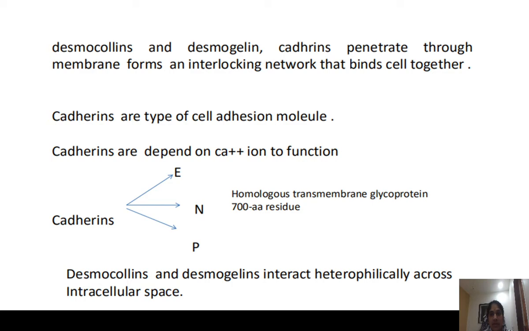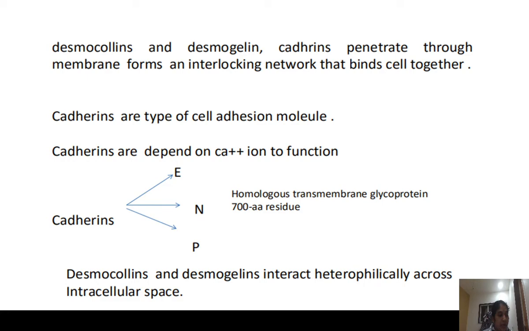Cadherins are a type of cell adhesion molecule. In vertebrates, cadherins are responsible for folding the epithelial sheets together. Cadherins depend on calcium ions to function. Cadherins are of three types: E cadherin, N cadherin and P cadherin. Cadherins are homologous transmembrane glycoproteins of about 700 amino acid residues. The most important role played by cadherins is their appearance and disappearance at the time of morphogenetic movement.